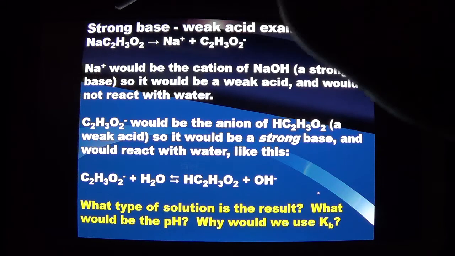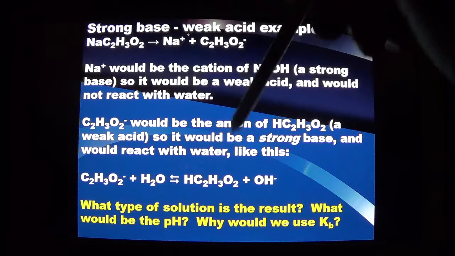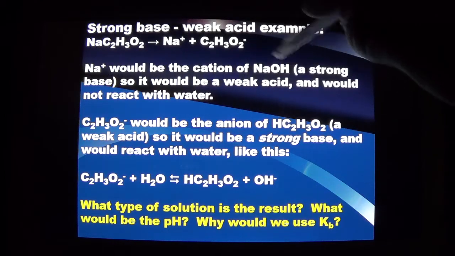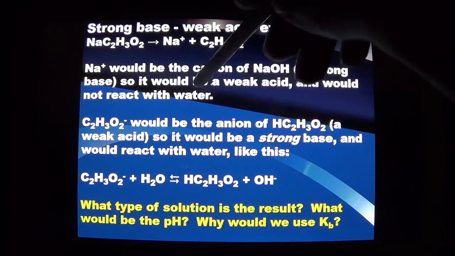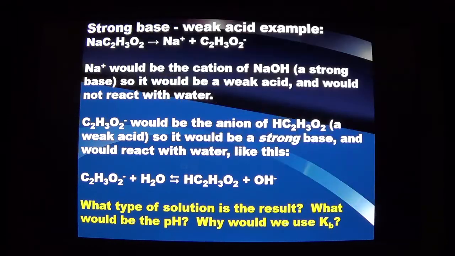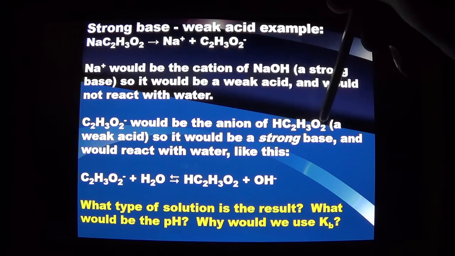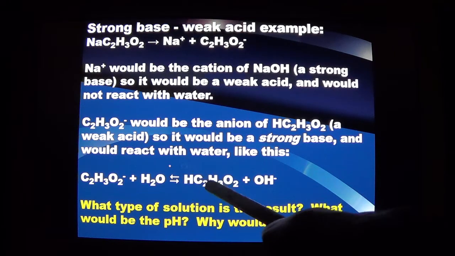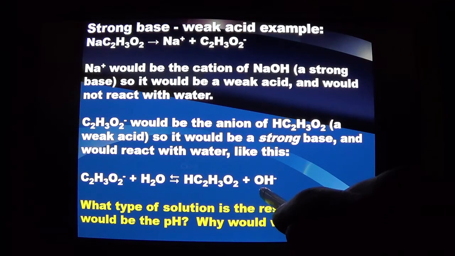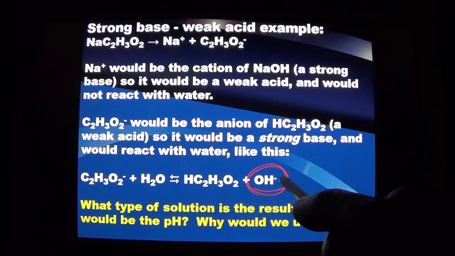But what if we start with sodium acetate? The sodium ion would react with water to make sodium hydroxide. Oh, also a strong base, weak acid, so it's not going to react. The acetate ion, however, would form acetic acid, which is a weak acid. So it will react with water. So acetate ion will react with water to form this weak acid, and check out what it forms in the process. It's forming hydroxide ion.